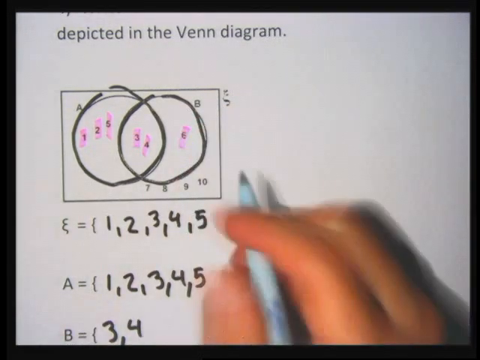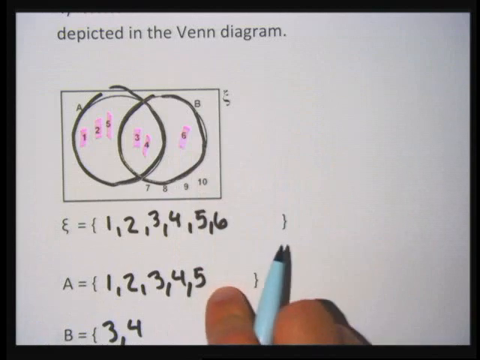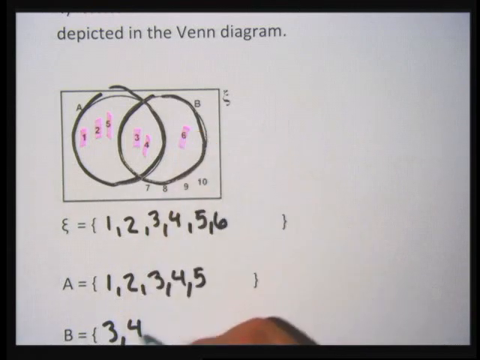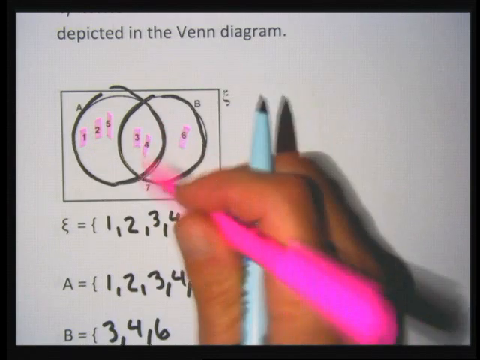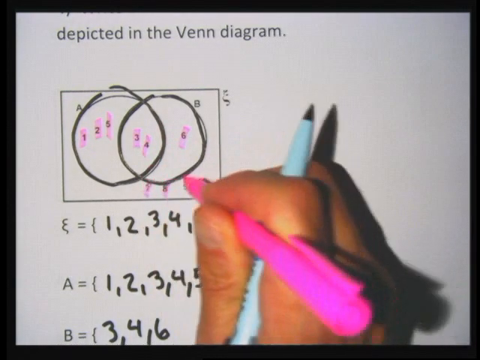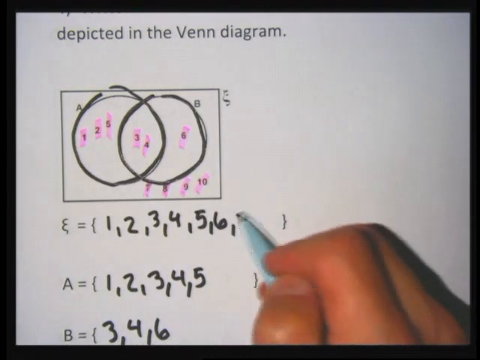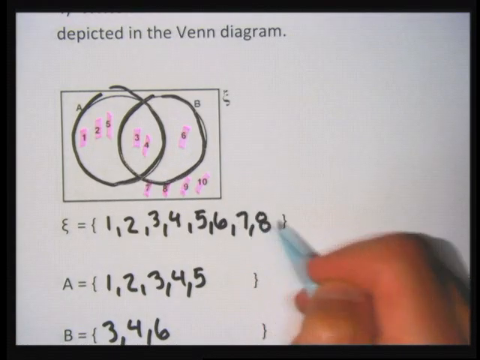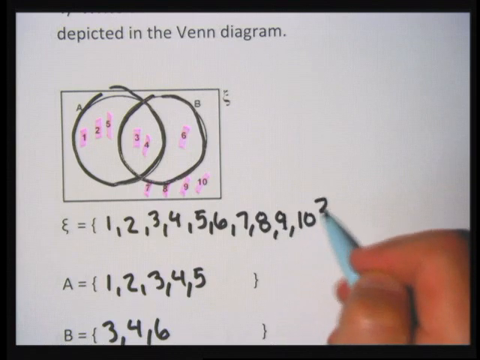6 is part of the universal set. It's not inside the A circle, so it doesn't go in A, but it is inside the B circle, so it goes in B. And the last 4 numbers, 7, 8, 9, and 10, are only going to go in the universal set. They're not going to go in the A set, nor are they going to go in the B set because they're outside the circles.